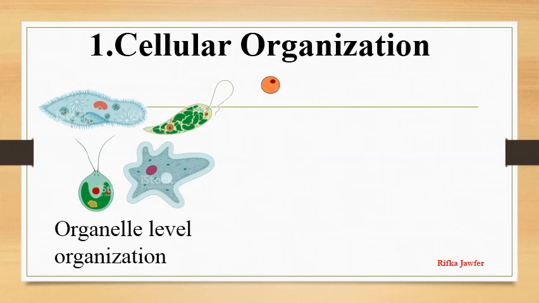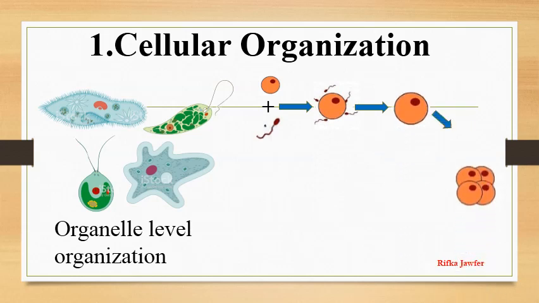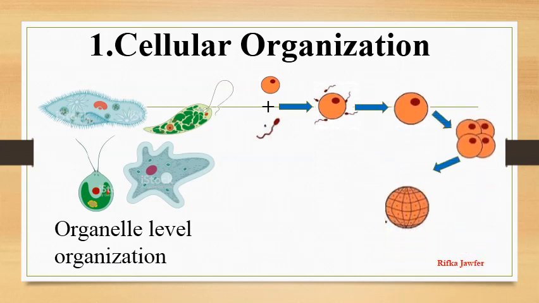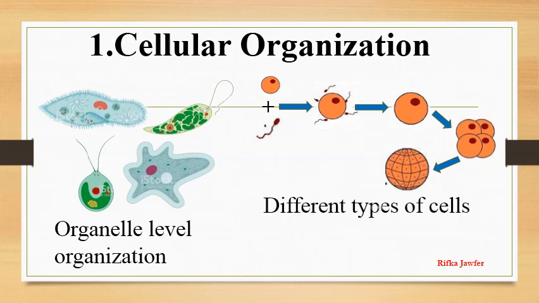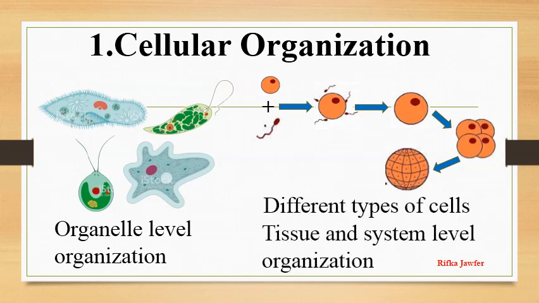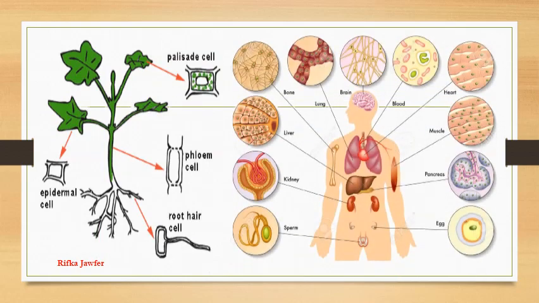But a multicellular organism is formed by the fertilization of an egg with a sperm to produce the zygote. And then cell division takes place to increase the number of cells. Finally, a multicellular organism composed of different types of cells is formed. So it shows tissue and system level organization. So plants and multicellular animals are made up of different types of cells and tissues.